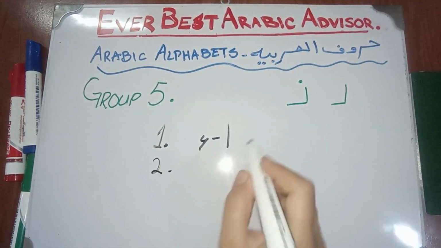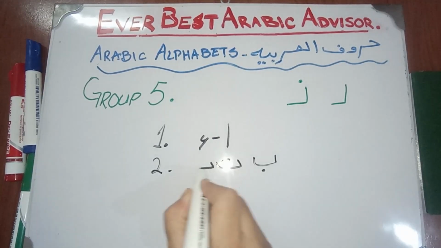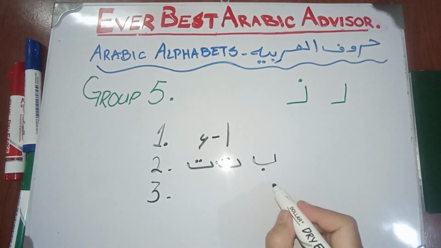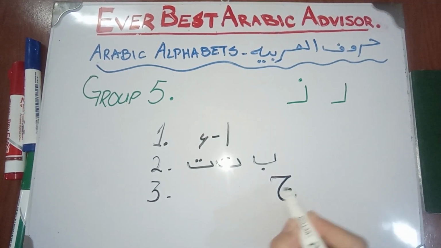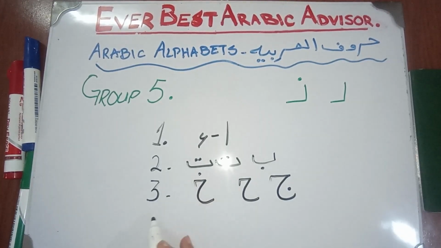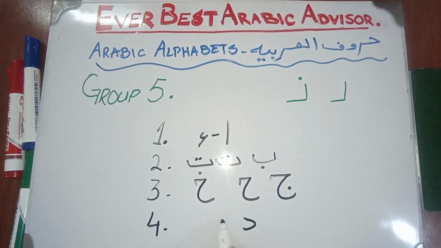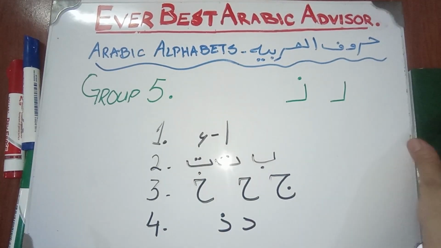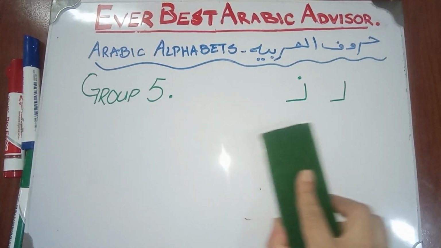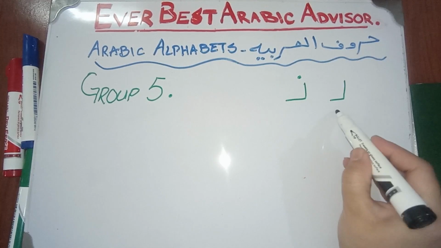In group number 2, we discuss the next three letters Ba, Ta and Sa. In group number 3, we'll learn the next three letters Jim, Ha and Kha. And in group number 4, we'll learn the next two letters Dal and Zal. Today we are learning group number 4. In group number 4, it includes two letters Ra and Za.